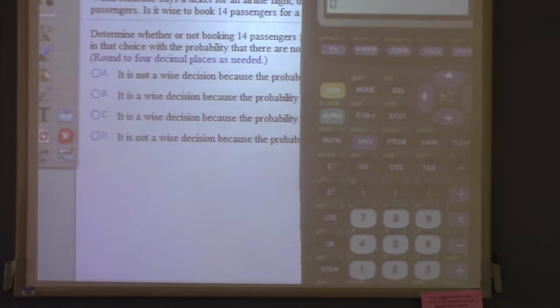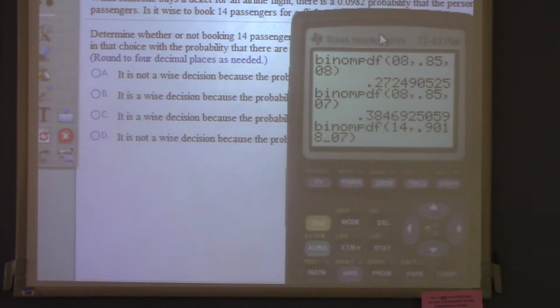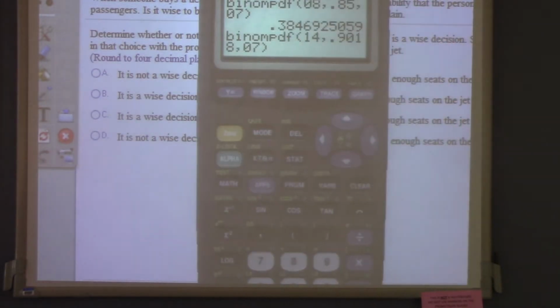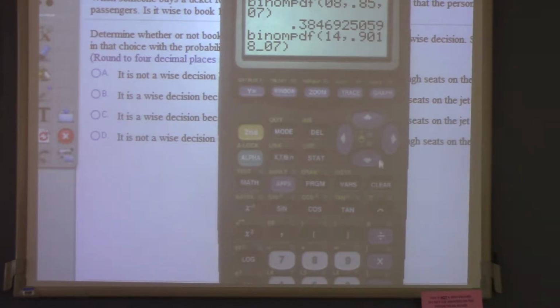Second function, enter. 14. 0.9018. And why is it 0.9018? Because this is the probability that the person will not show up. 0.9018 and 14 or 13.